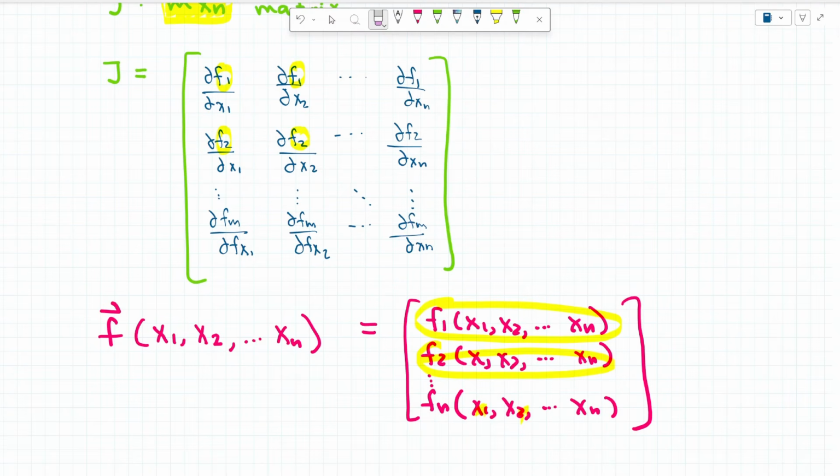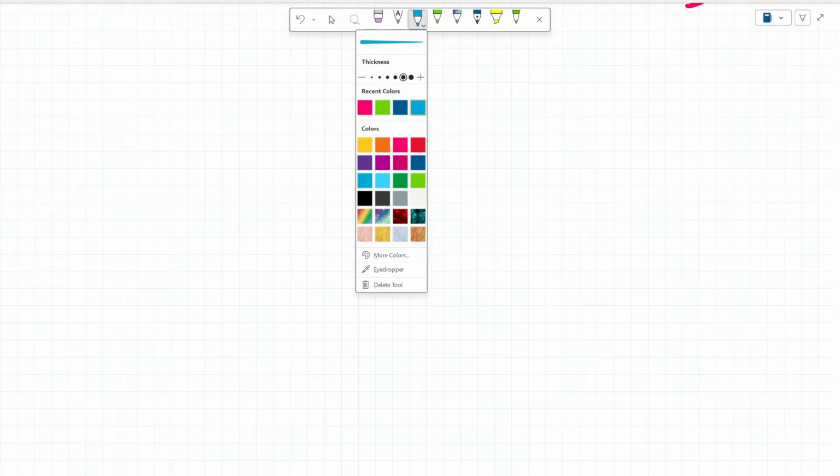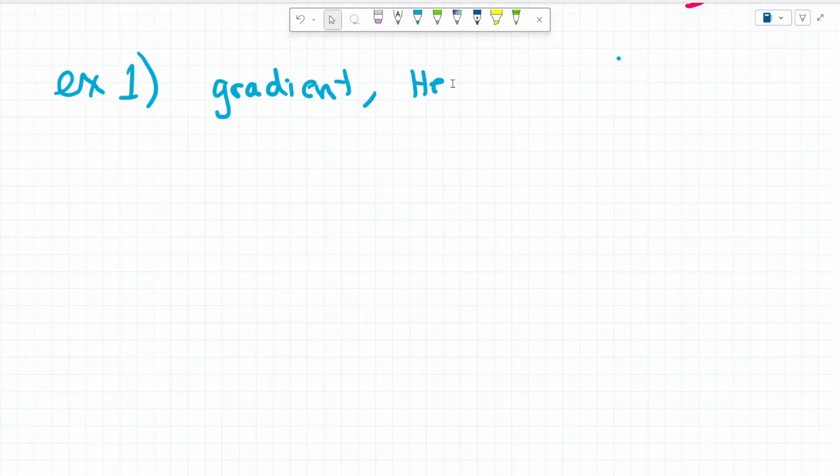Okay, so now that you understand the difference between the Hessian, the Jacobian, and the gradient, let's do an example, and this will help clear up any confusion. Again, if you do have any lingering questions, please write them in the comment section and I will get back to you.